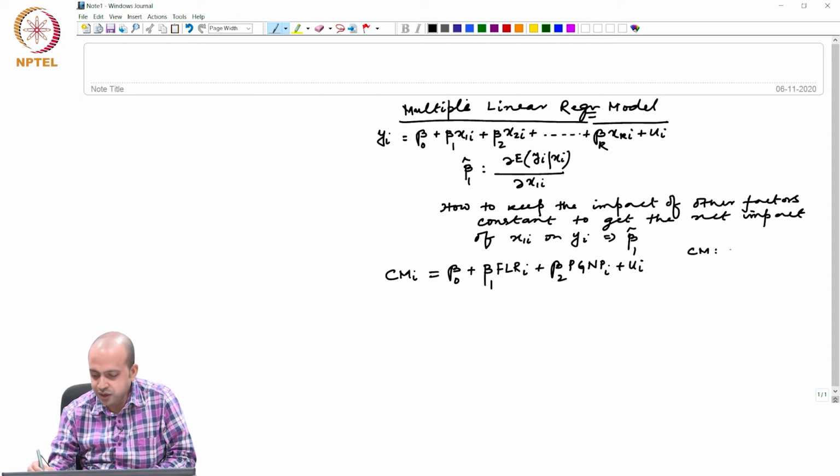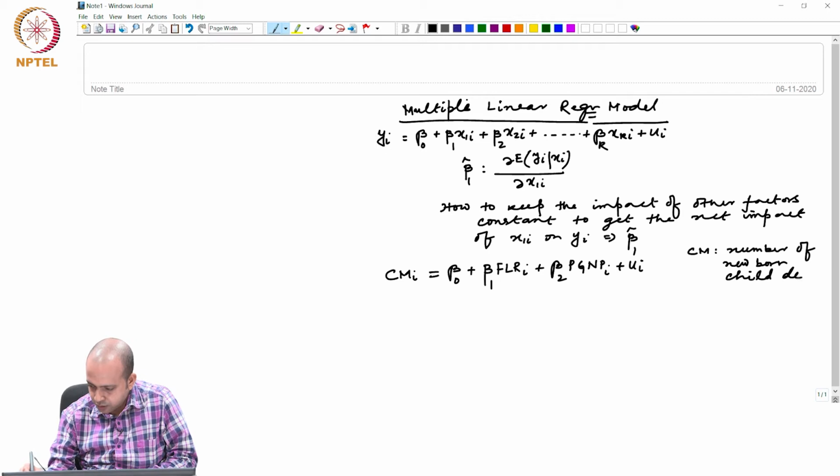So, this is basically state level data. Our dependent variable is child mortality rate, CM, of the ith state. And how is it defined? Child mortality rate is defined as the number of newborn child deaths in 1000.